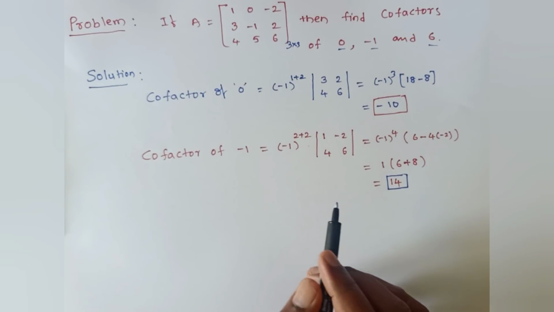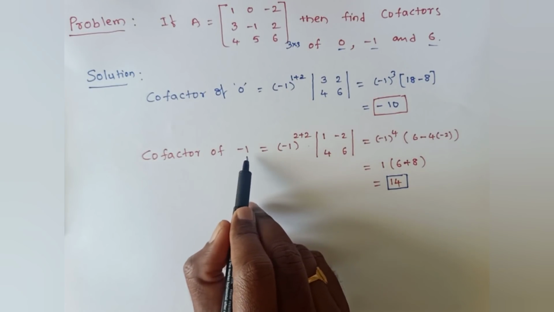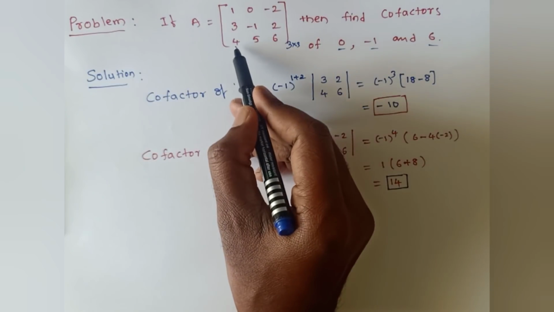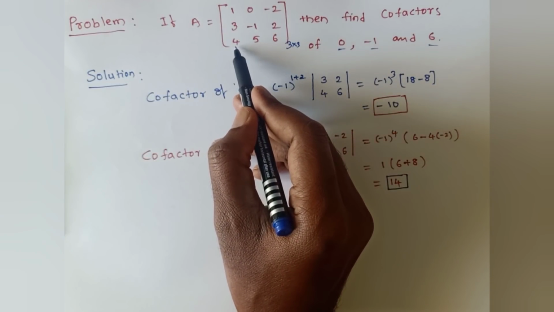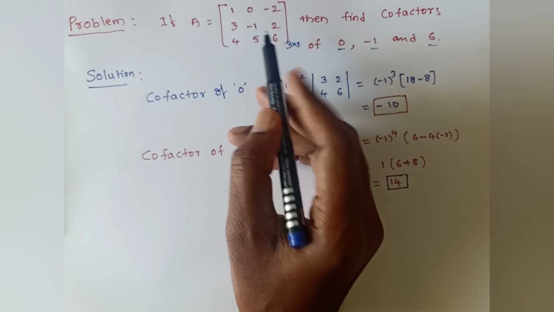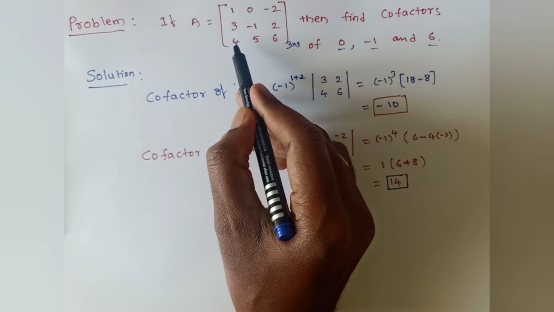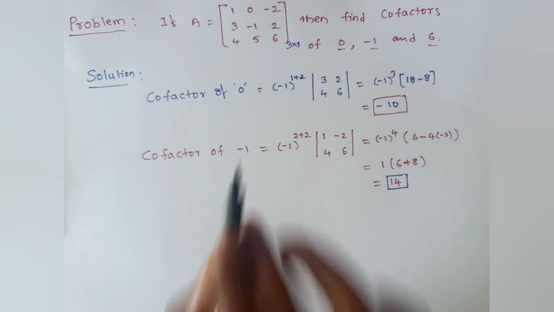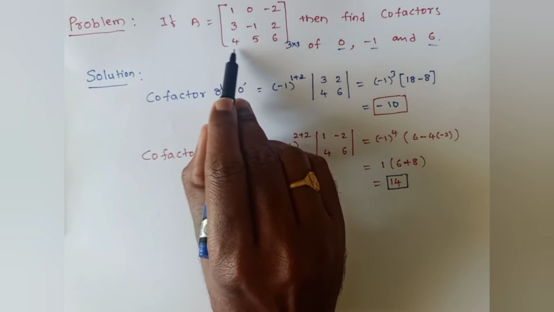Now I have a doubt. If the same element, minus 1, is present again elsewhere, like at 4, the cofactor of this element and that element may not be equal. So you need to find the cofactor of that element also.